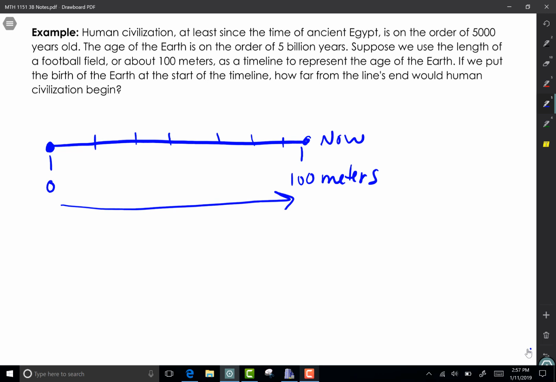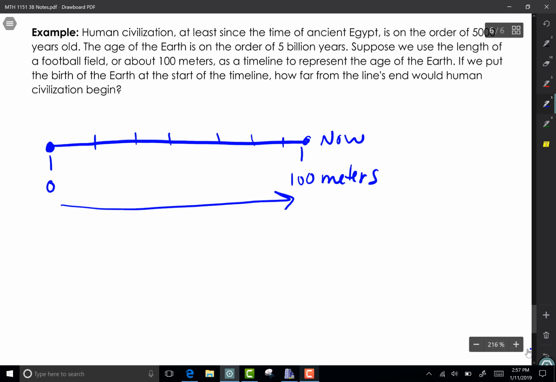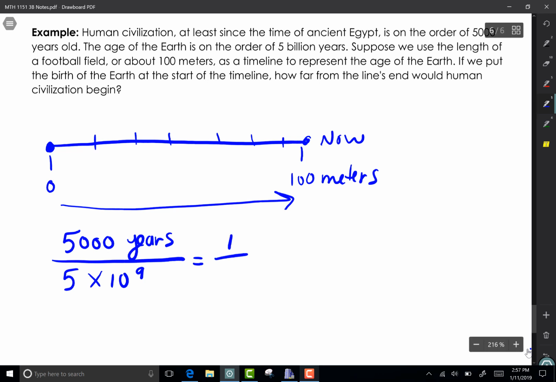So what we're going to do is we're going to take 5,000 years out of the 5 billion years. Remember, billion is times 10 to the 9th, because that's 9 zeros. And we're going to figure out what that ratio is. If I put that on my calculator, I'm going to get 1 over 10 to the 6th. The calculator might give you 10 to the negative 6, or the calculator might give you 0.000001.